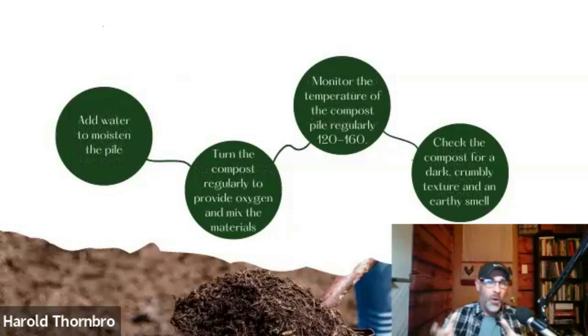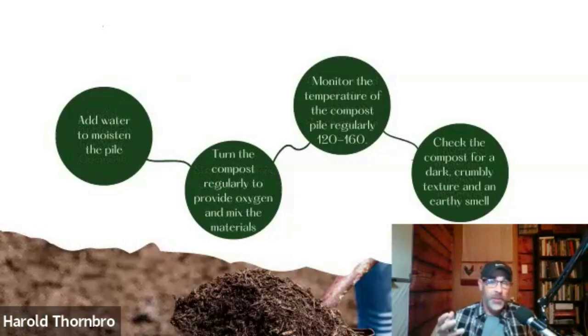You'll want to add water to moisten the pile. It should be about as wet as a wrung-out sponge. You don't want it sopping wet. You don't want it dripping. I would just use a hose, get it wet, then cover it, and then just check it from time to time to make sure it isn't too moist.